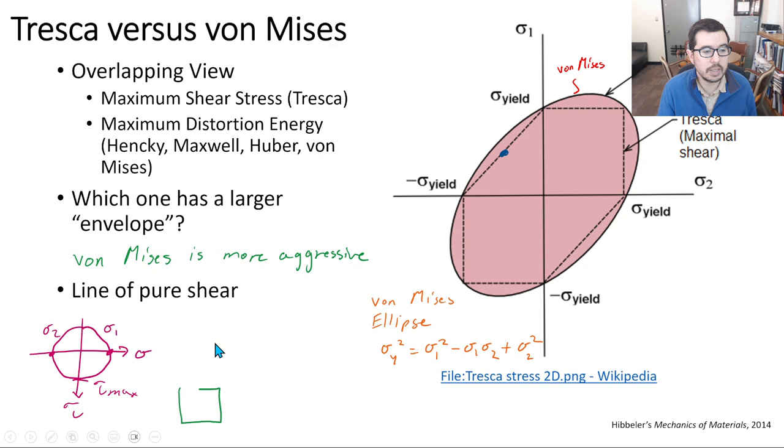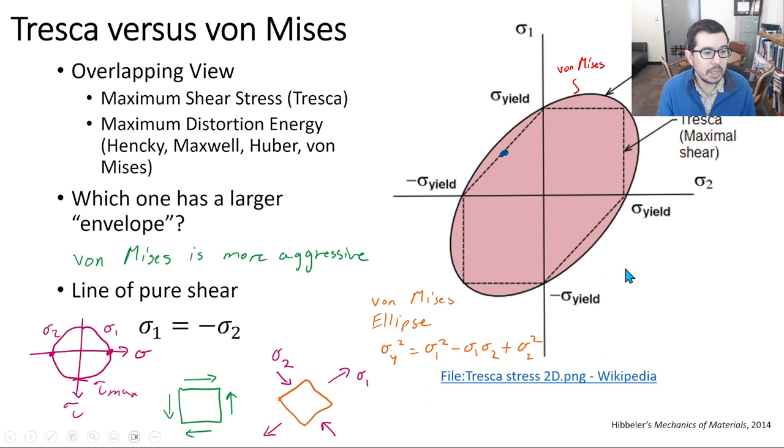And we know that if we have pure shear, we can have a sigma 1 that's positive and a sigma 2 that's negative when we rotate by 45 degrees and we're looking at sigma 1 and sigma 2. So when we look at the line of pure shear, it's when sigma 1 is equal to minus sigma 2. Okay. So this is what we draw as the line of pure shear.